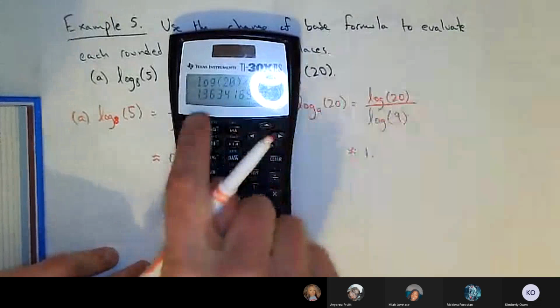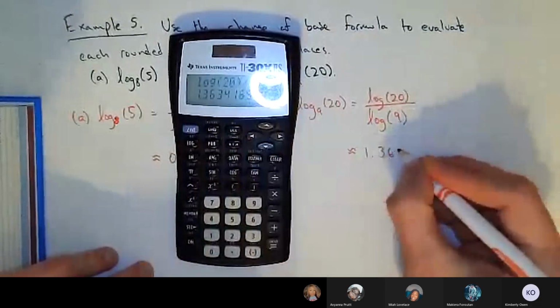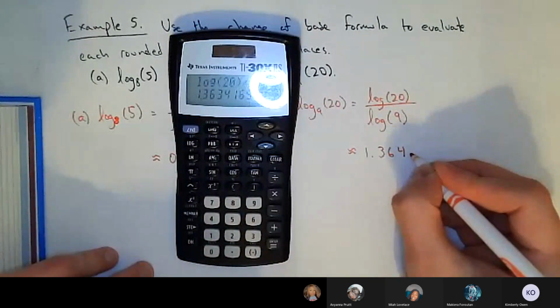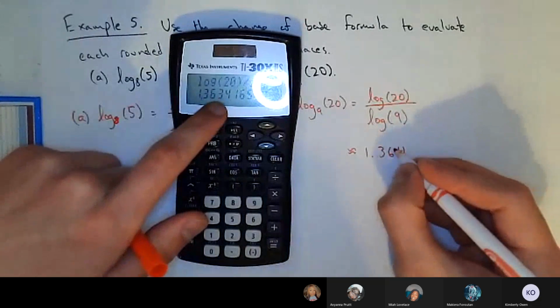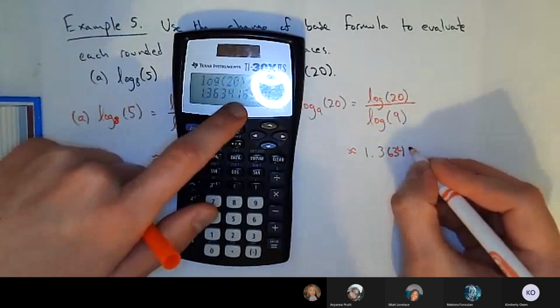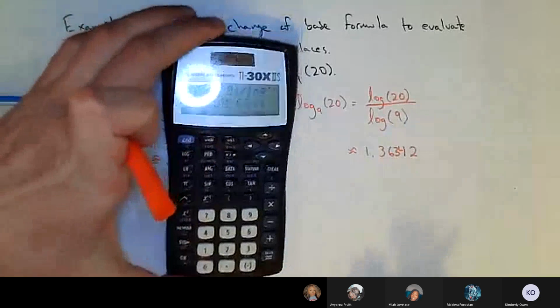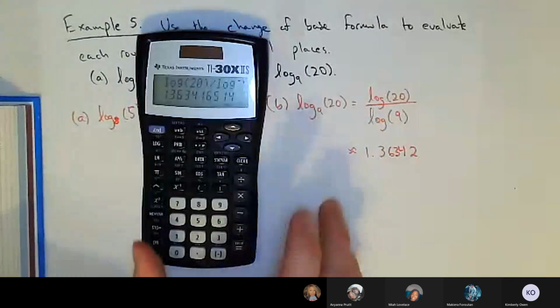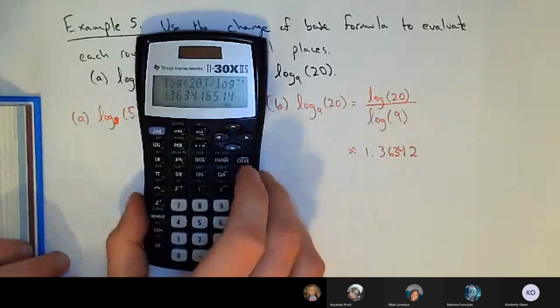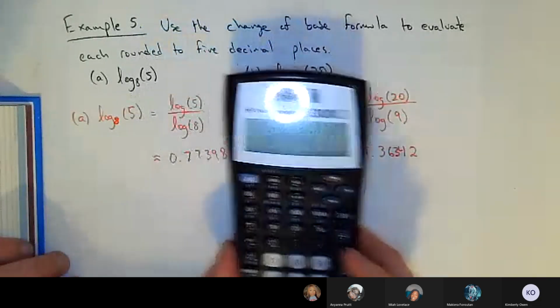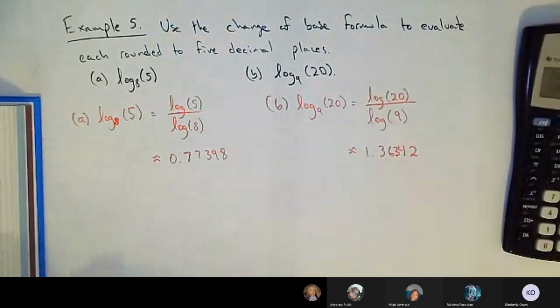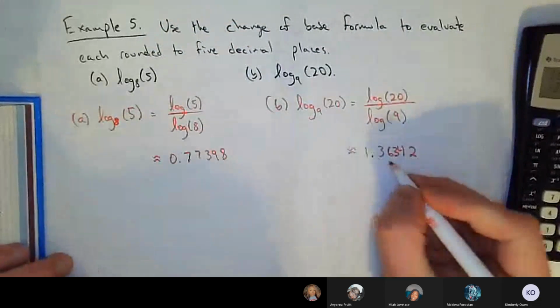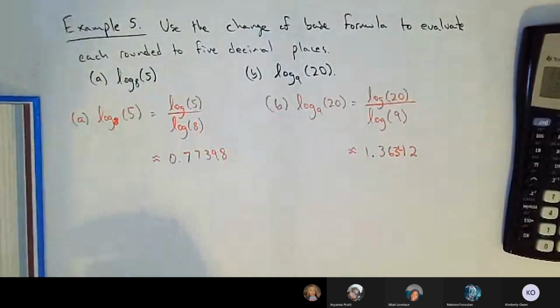Oh, I was off, it's 1.3. Okay, 1.364, I lost count. 1.36341, but I round that up to a 2. Okay, 1.36342. So there we go. Now we have all of the tools that are going to allow us to solve all sorts of log equations, which is what the next section will be.